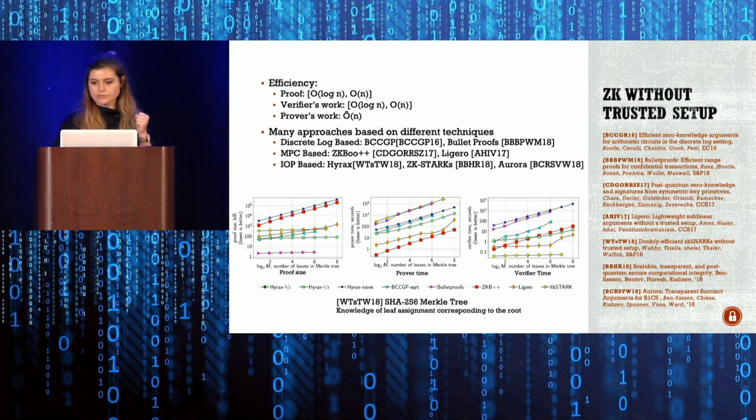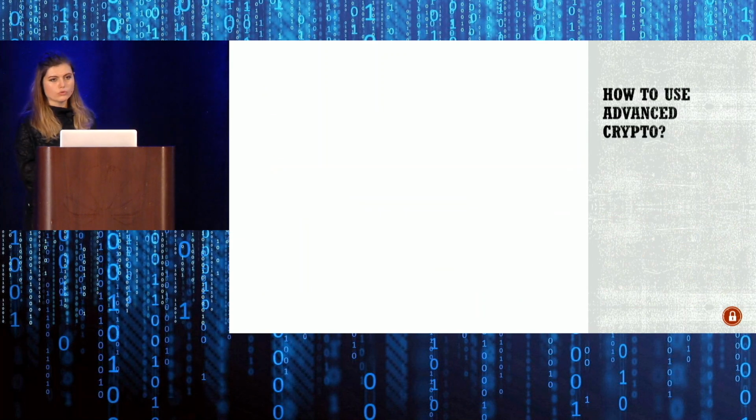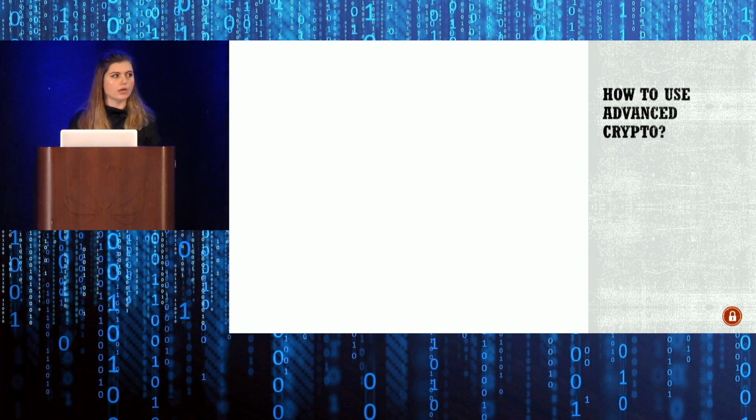Since I'm running out of time, let me try to conclude. I tried to give you a few examples of techniques from advanced cryptography, all of which are accompanied by implemented systems. So how can we use this advanced crypto?